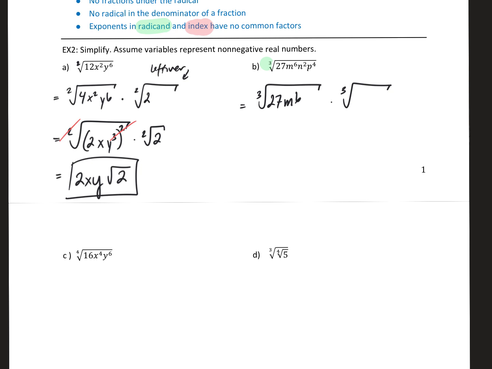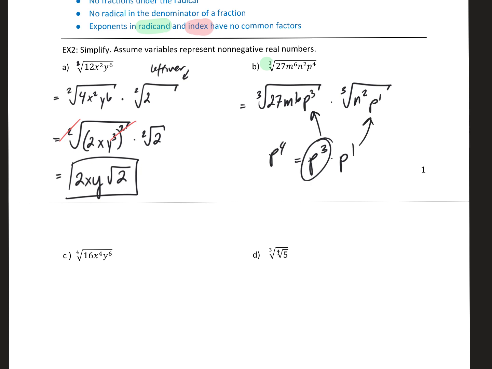Now, n squared. That one, I can't find a way to write that to the power of 3. So that's going to go in our leftovers box, or a leftovers radical. And then p to the fourth. Is that perfect? It's not, but I could split this into p cubed times p to the 1, and this is a perfect cube. So I'll put that one there, and this one's going to have to go to the leftovers box.